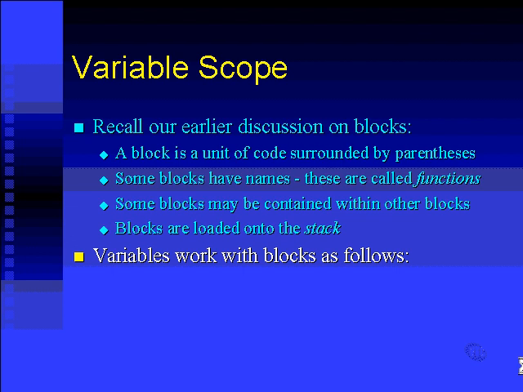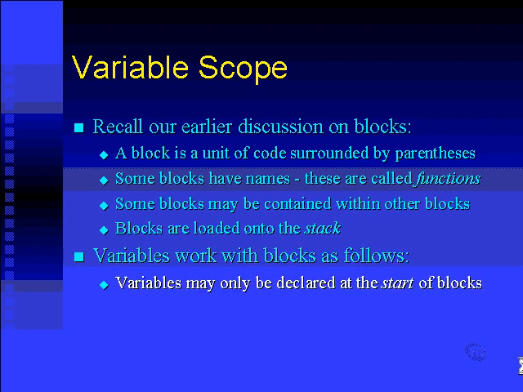So, now that we know what blocks are, or we remember what blocks are, how do variables work in conjunction with blocks? Well, firstly, variables may only be declared at the start of blocks. You can't have a line of code that says, say, y equals 7 and then declare a variable called x immediately after that. You can only declare a variable at the beginning of a block.